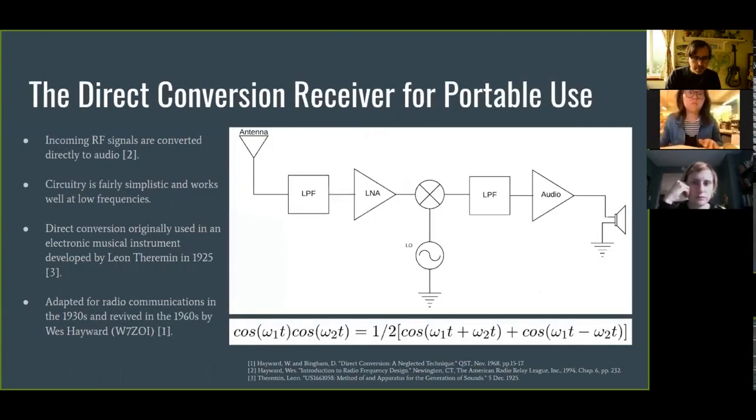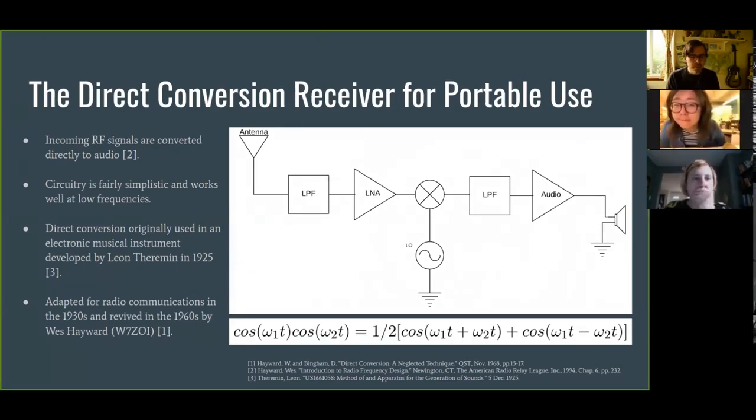So this is a block diagram of a direct conversion receiver where, as I stated previously, RF signals are just being down converted directly to audio, to sound. The circuitry is fairly simplistic and works well at low frequencies. It's a little tricky when you get above about 30 megahertz, but it does work up to about that range.